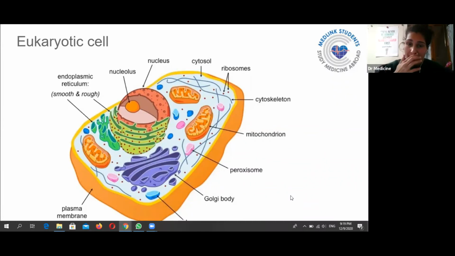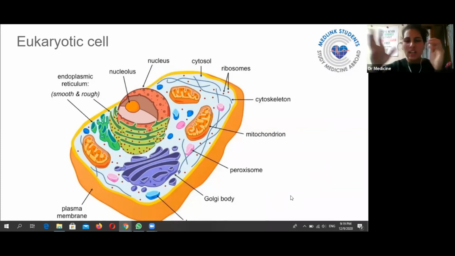So you can specifically mention it's a site of aerobic respiration. Anyone else would like to share? Okay, let's take endoplasmic reticulum. So we know that there are 2 types. There is smooth endoplasmic reticulum and there is rough endoplasmic reticulum.